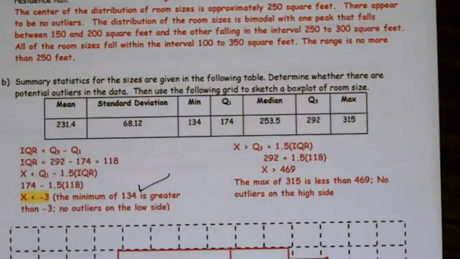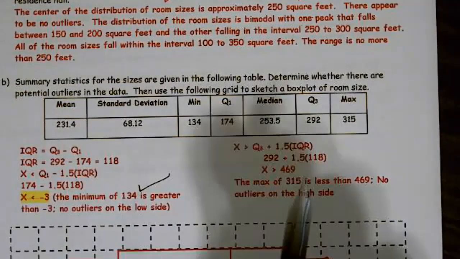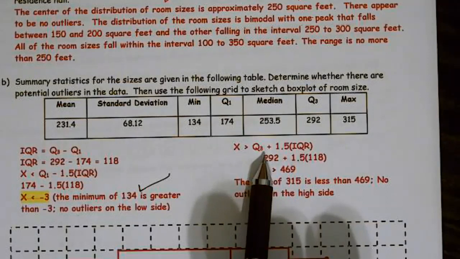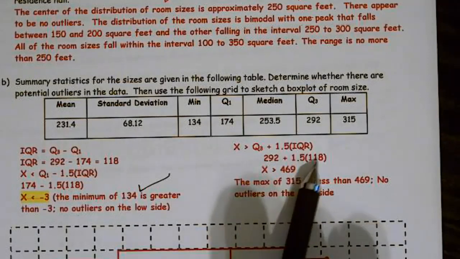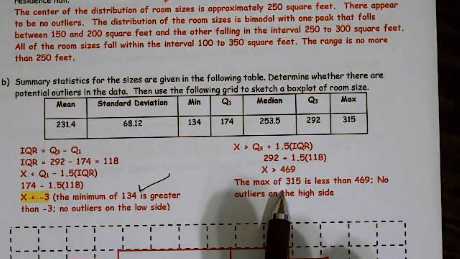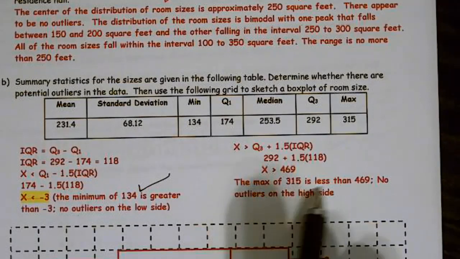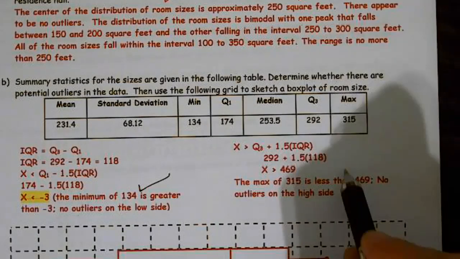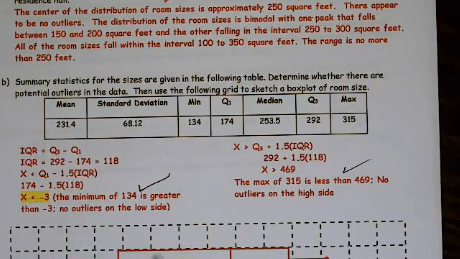You must have the comparison. Over here, Q3 plus 1.5 IQR, X has to be greater than 469. Well, my max of 315 is less than 469. No outliers on the high side. I should say this on the low side. No, I did say it. I said it the way I'd like to.